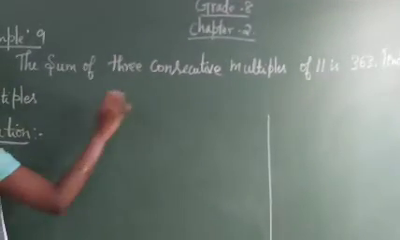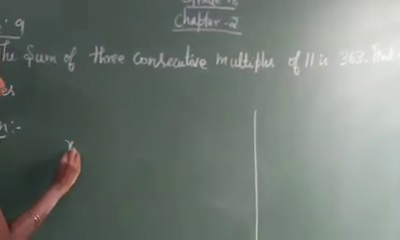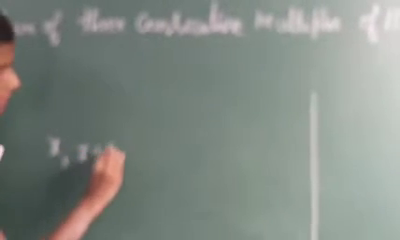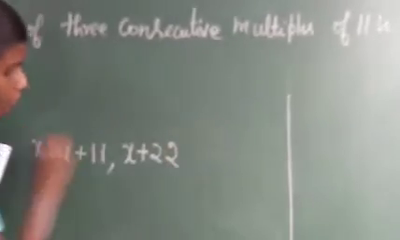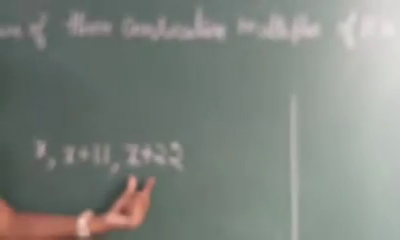So see, the meaning is the first multiple we don't know, so now I am considering it as x. So the next multiple is x plus 11. So the another multiple is x plus 22. So this is the consecutive multiples of 11.